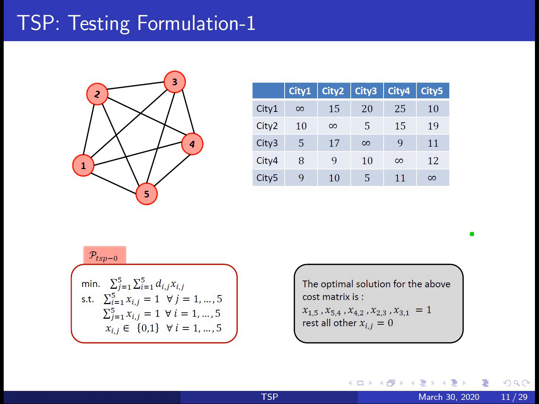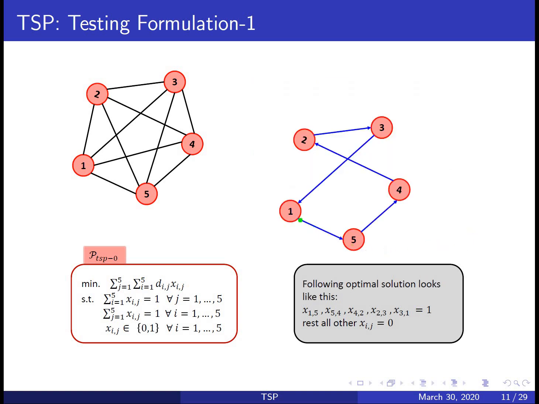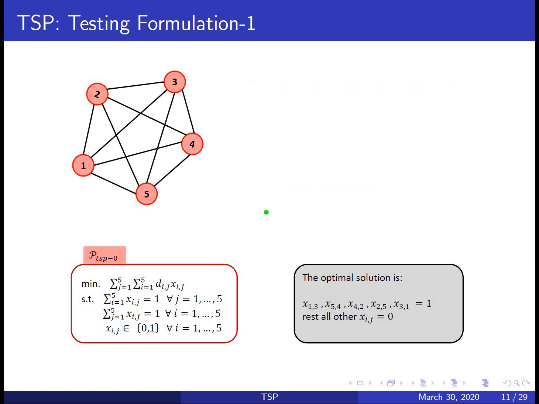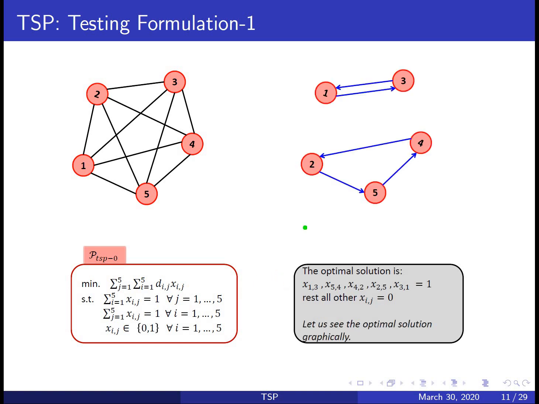Let us draw the optimal solution. And looking at this solution, we can see that the tour was going from city 1 to 5 to 4 to 2 to 3 to 1. Now let us try with another data. Now when I solve this problem, this is a solution that I got. Let us plot this solution. This is how the solution looks like. Oh, there is a problem here. It looks like you're going from 1 to 3 and then 3 to 1.